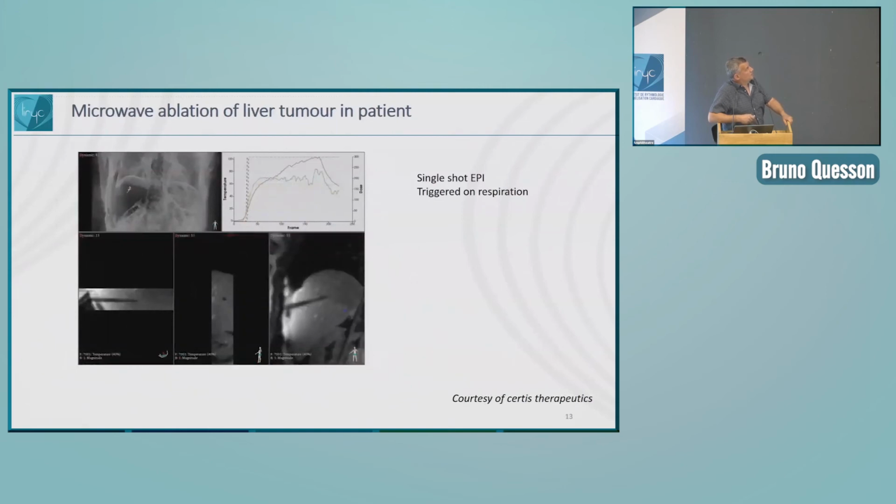This is another example that is more recent. All the technology that we have developed in our team has been transferred to a company that was launched 2 years ago, called Certis Therapeutics. And this is an example of treatment with microwave ablation of a patient with a liver tumor. And you can clearly see here that you have a temperature change, and you can visualize what's happening in real time, and also select some fiducial points where you can monitor the temperature change in real time.